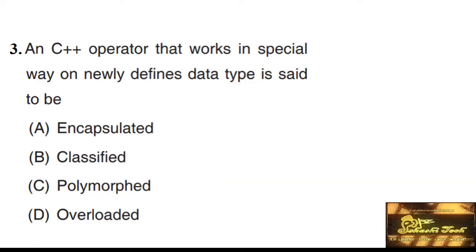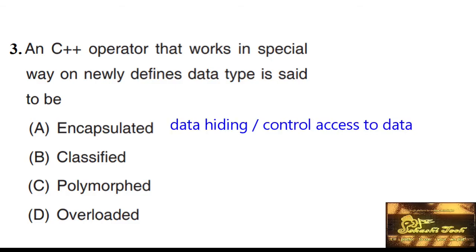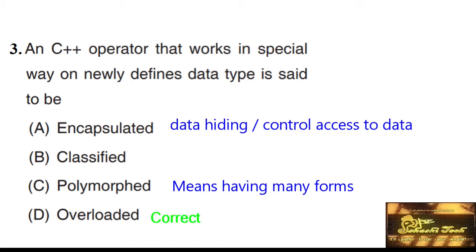Our third question is, a C++ operator that works in a special way on newly defined data types is said to be encapsulated, classified, polymorphed or overloaded. Here encapsulation is not possible. Encapsulation means a process of providing controlled access or hiding data. Classification is a different concept, and polymorphism means presence in many forms. Then the remaining option is overloaded. Overloaded is the correct answer to this question. Option D is the correct answer.